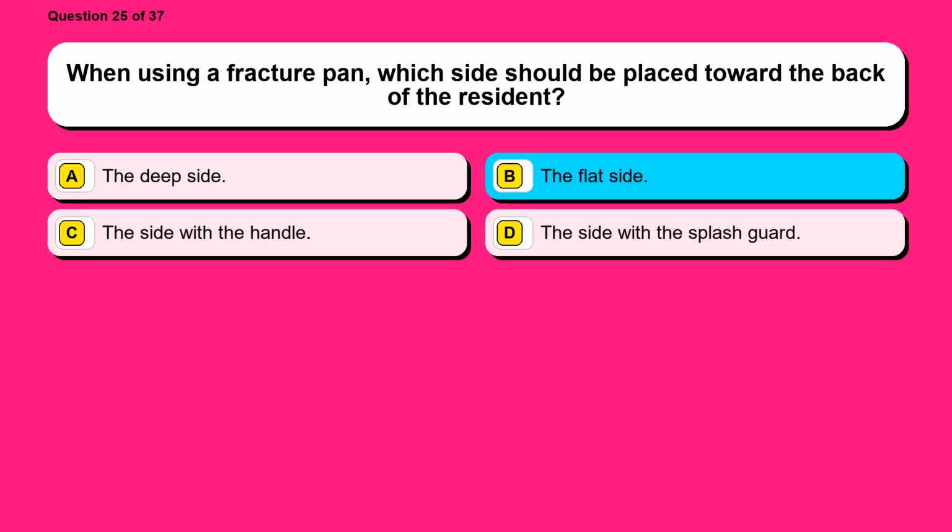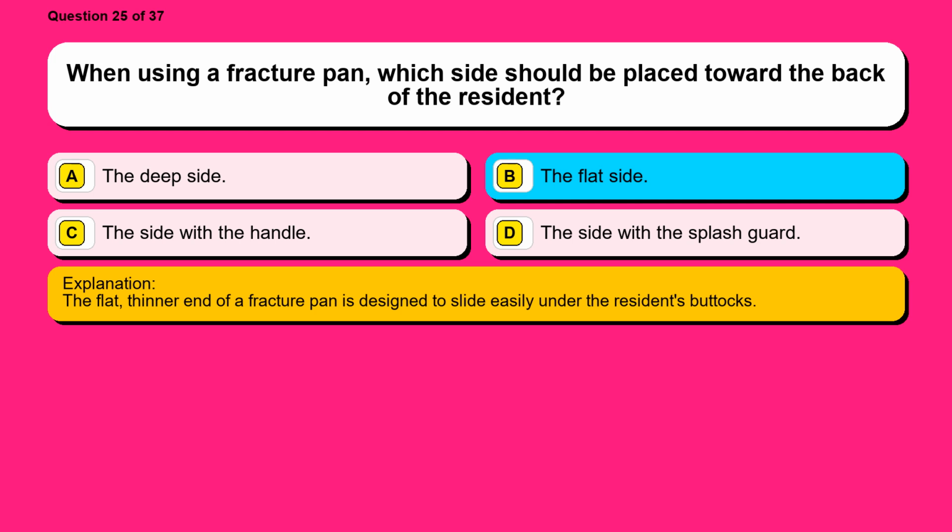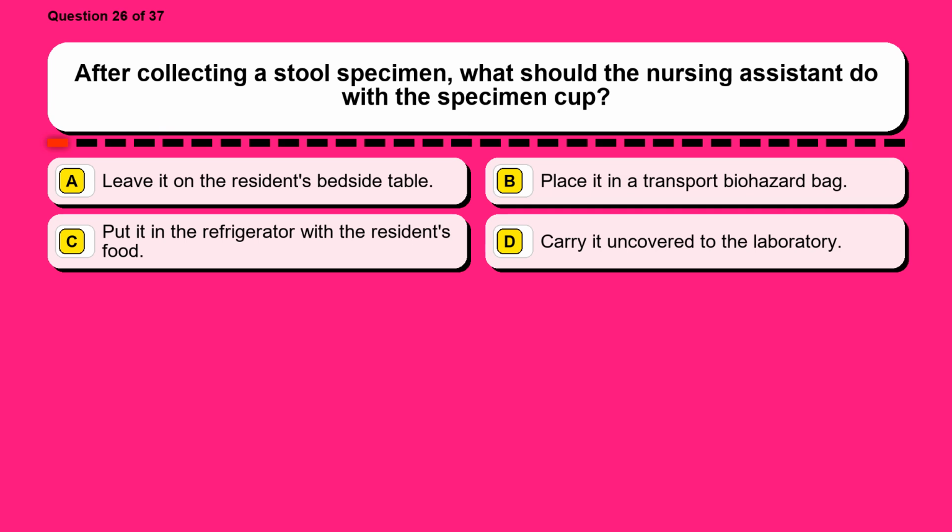The correct answer is option B, the flat side. The flat, thinner end of a fracture pan is designed to slide easily under the resident's buttocks. Question 26. After collecting a stool specimen, what should the nursing assistant do with the specimen cup?